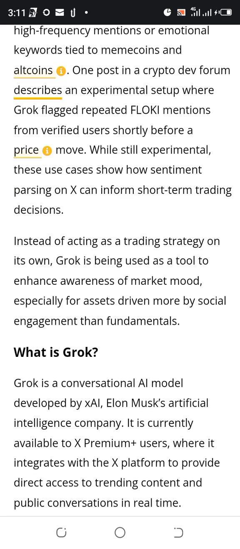Instead of acting as a trading strategy on its own, Grok is being used as a tool to enhance awareness of market mood, especially for assets driven more by social engagement than fundamentals.